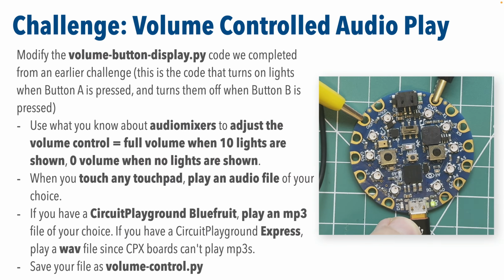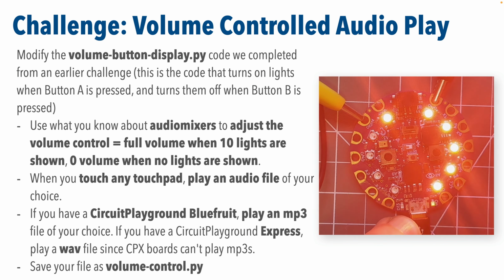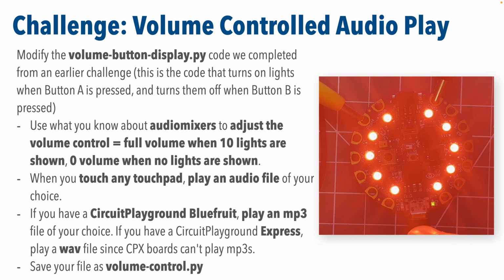As a reminder, a working solution should look like this. It starts off with all lights off and the volume turned off. Now pressing button A will turn on a red light one at a time, and this also brings the volume up one level. After 10 presses, we're at full volume, all the lights are on, tap a touchpad, and the sound of your choice will play.